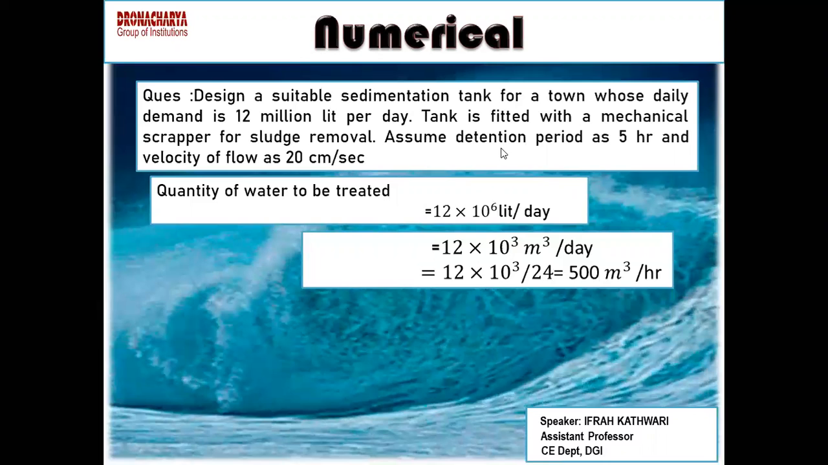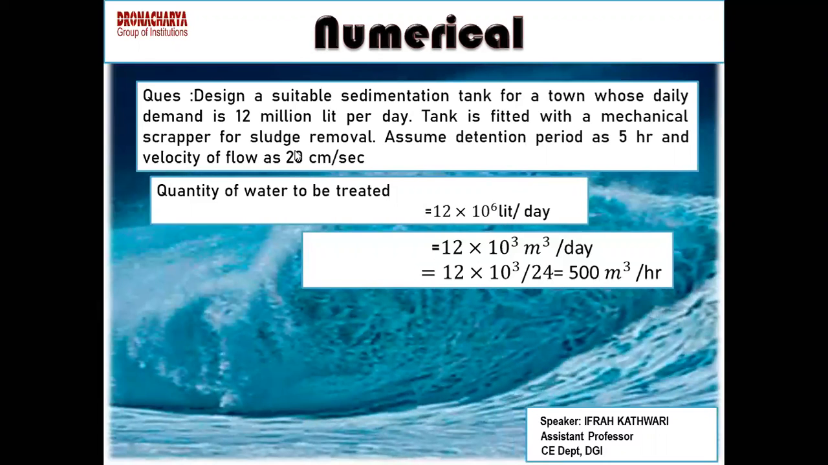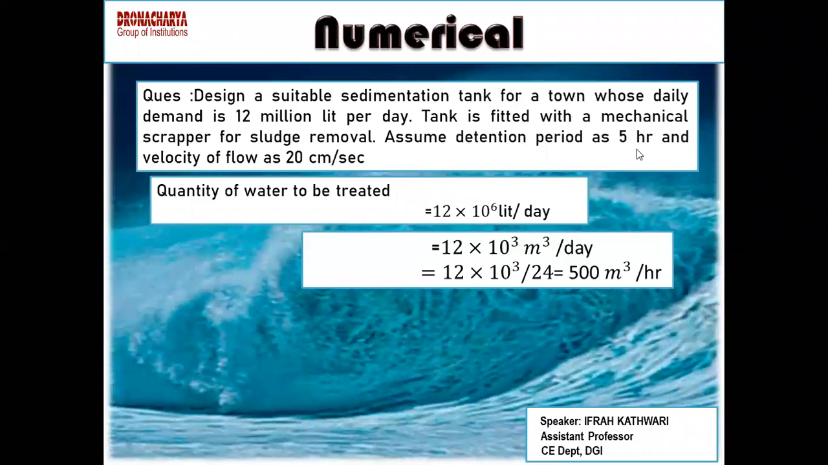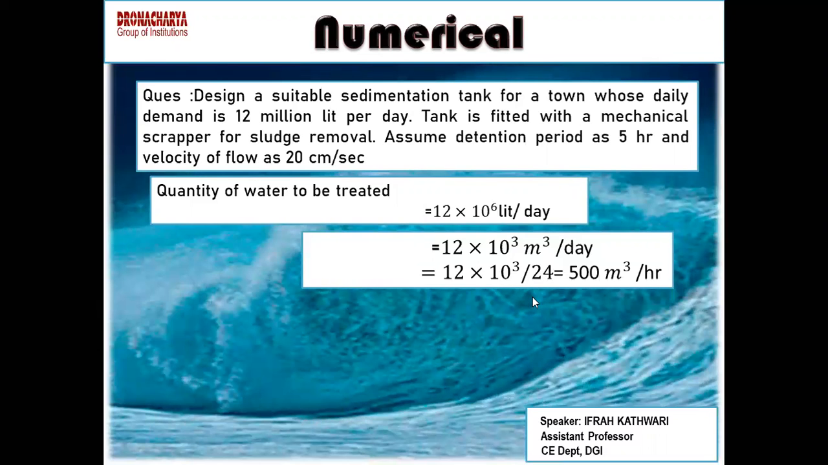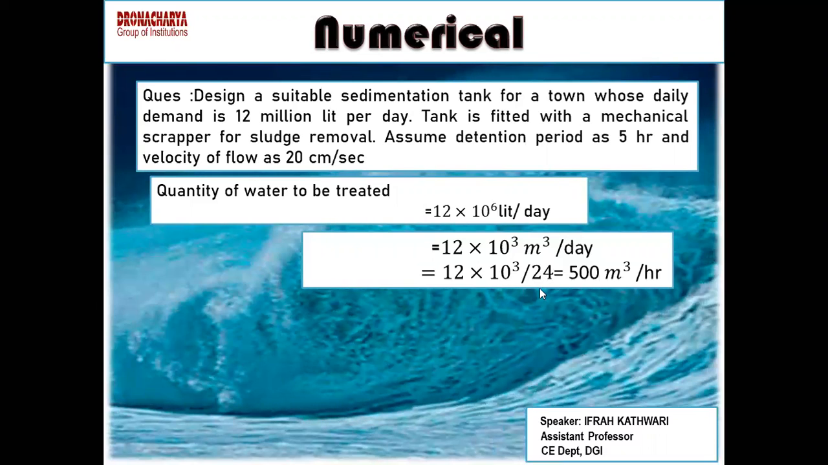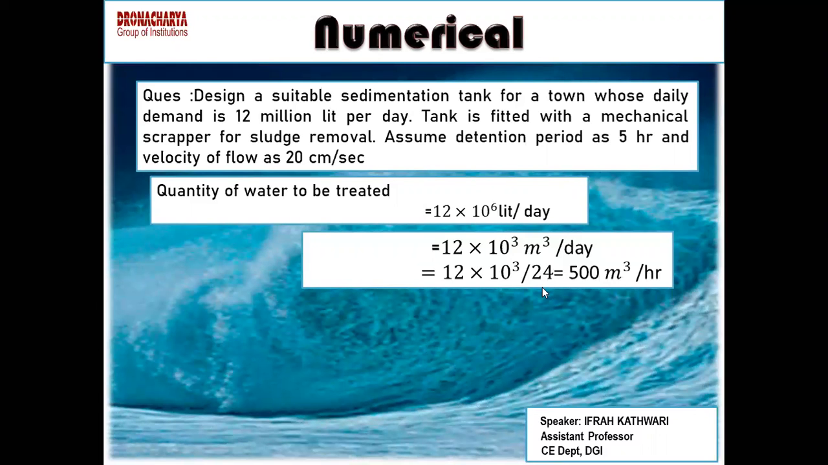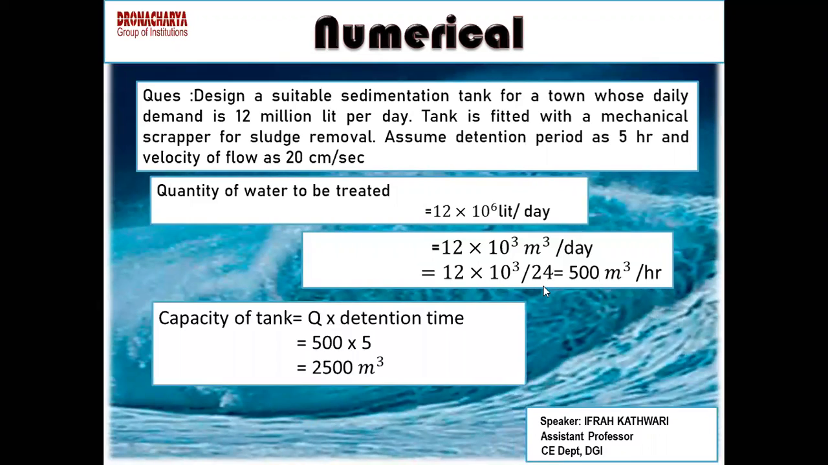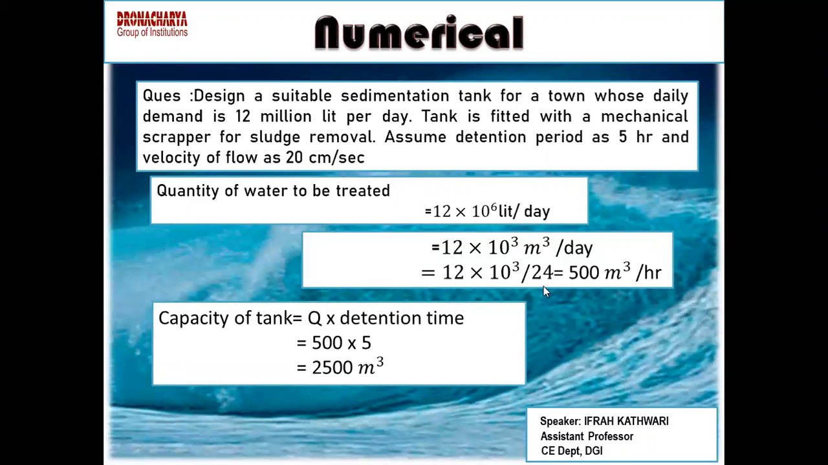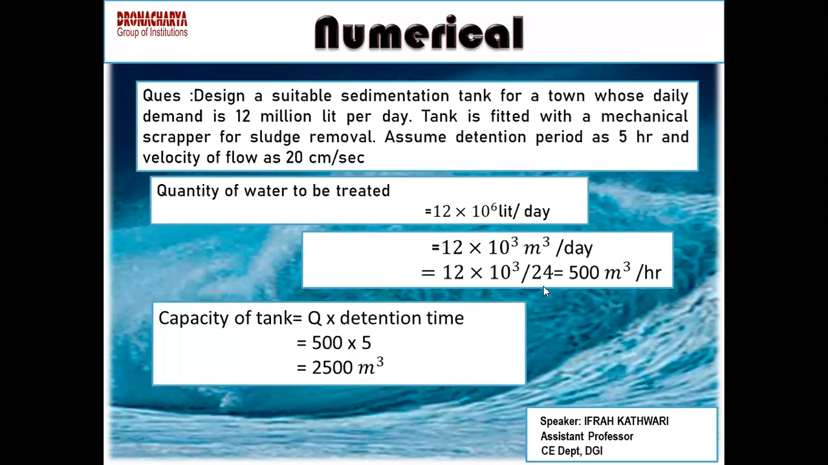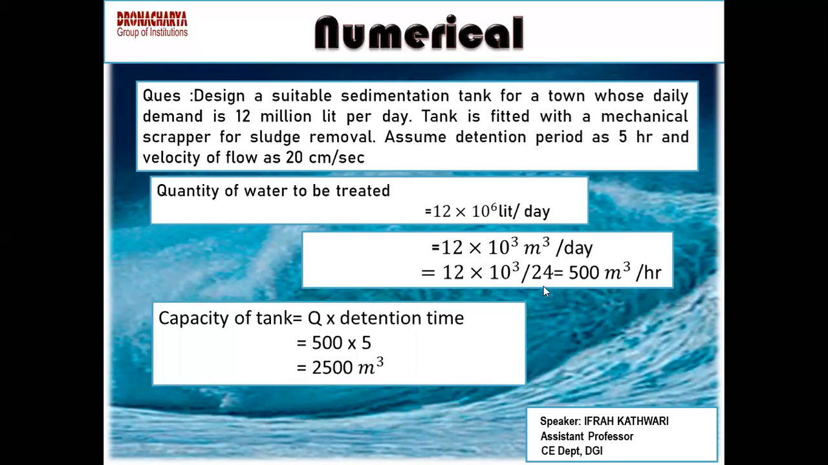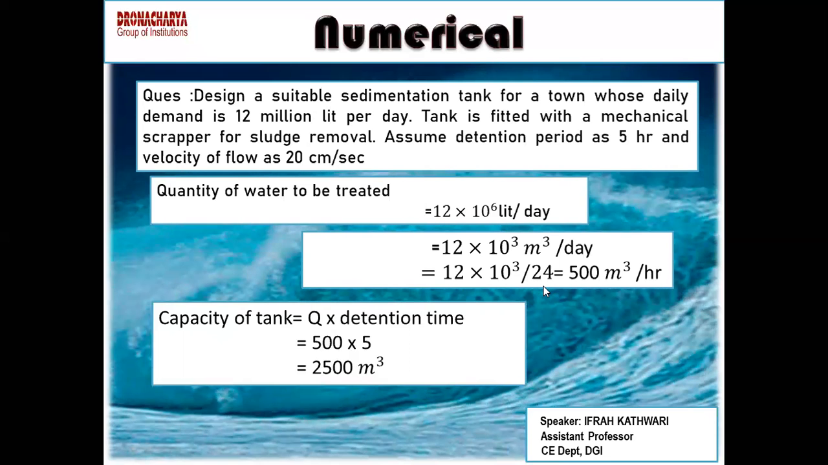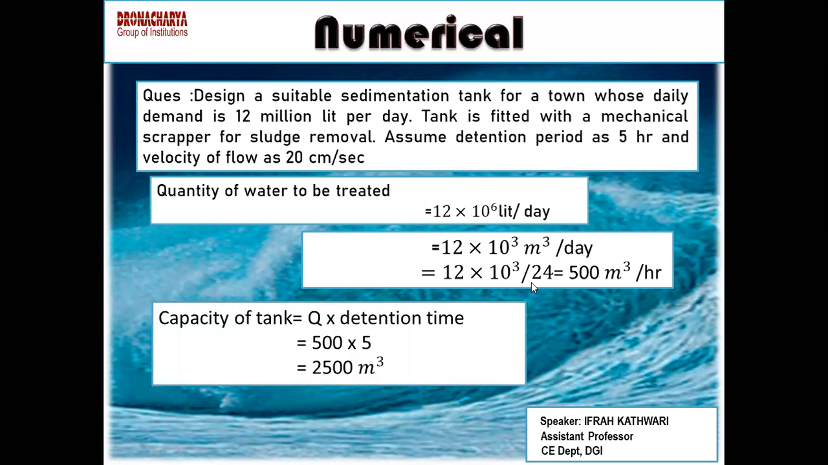After this, what else is given? The tank is fitted with a mechanical scrapper for sludge removal. Assume detention period as 5 hours, so dt is given, and velocity of flow is also given. Then the capacity of the tank can be found out. Capacity will be the total quantity of water multiplied by time, right? For how much time the water will remain in the tank and how much water it has to intake will give the total capacity or total volume of the tank. So multiplying both, we get the capacity.